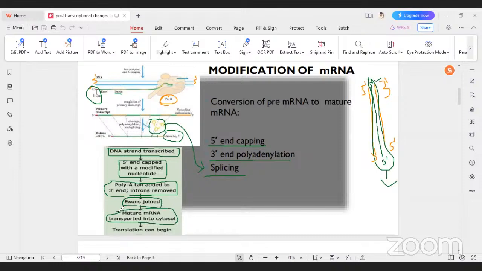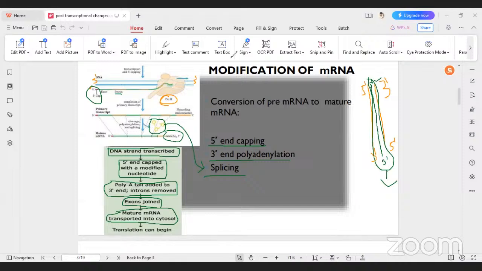Now where does transcription occur? Eukaryotic transcription takes place in, hello? Yesterday we completed the transcription process. Where does the transcription process take place? What is the substrate of the transcription? First of all, what is transcription?